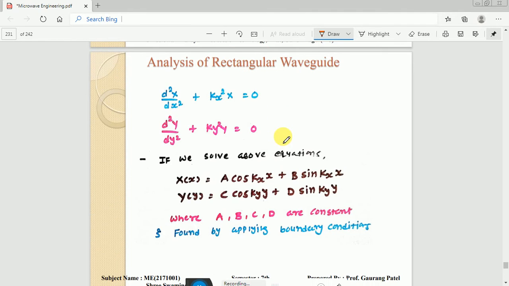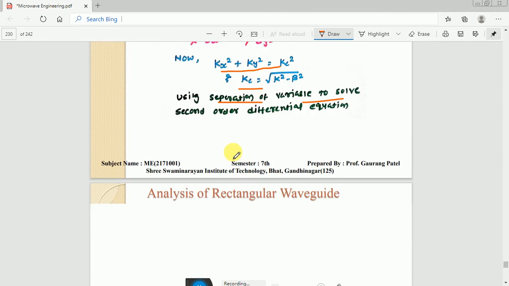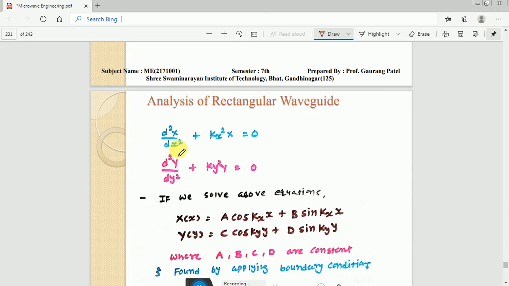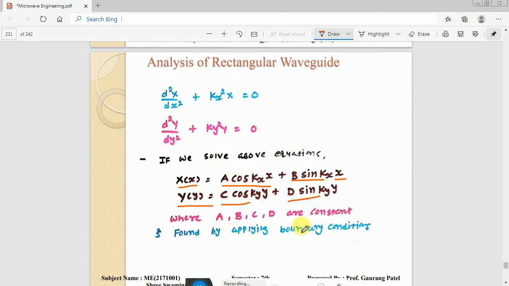The solution to this second order differential equation is del square X by dx square plus kx square into X is equal to 0, and del square Y by del y square plus ky square into Y is equal to 0. If we solve these two equations, we will get X(x) equal to A cos kx x plus B sin kx x. Similarly, Y(y) is equal to C cos ky y plus D sin ky y, where A, B, C, D are constants and they can be found by applying the boundary conditions.